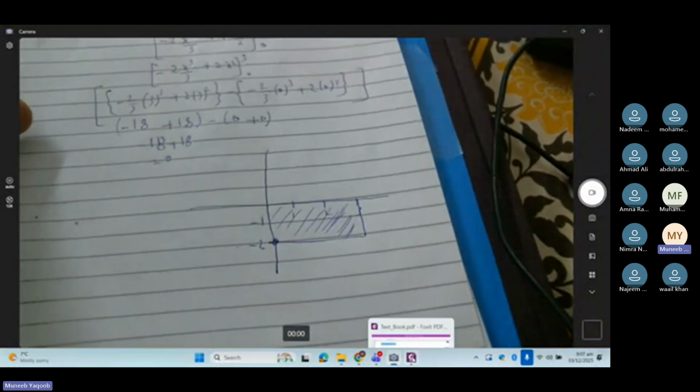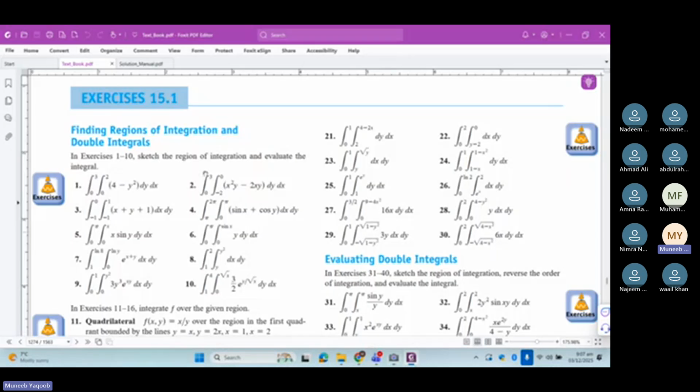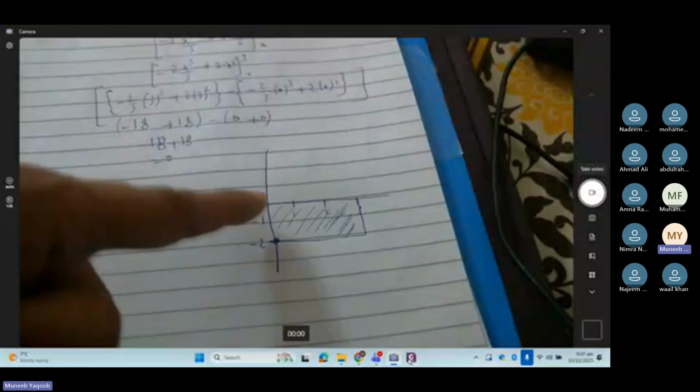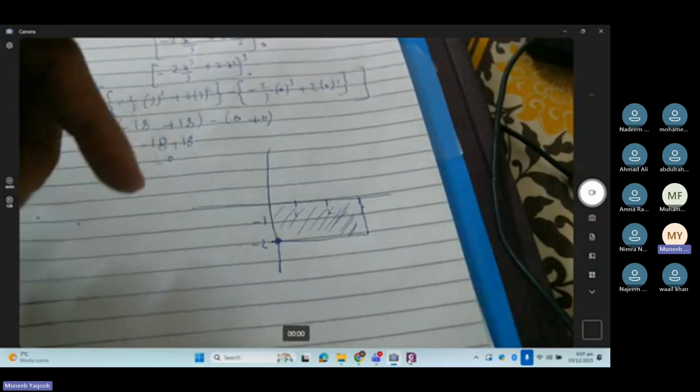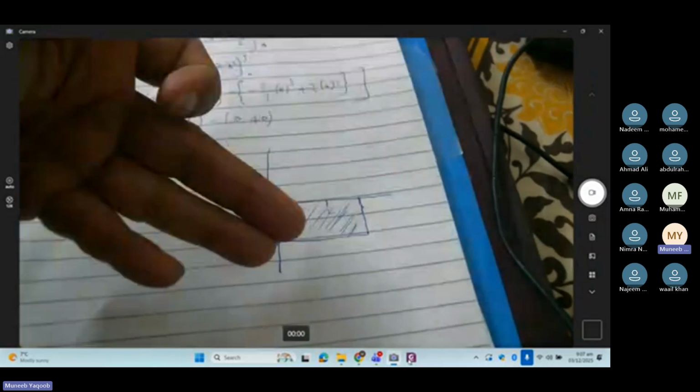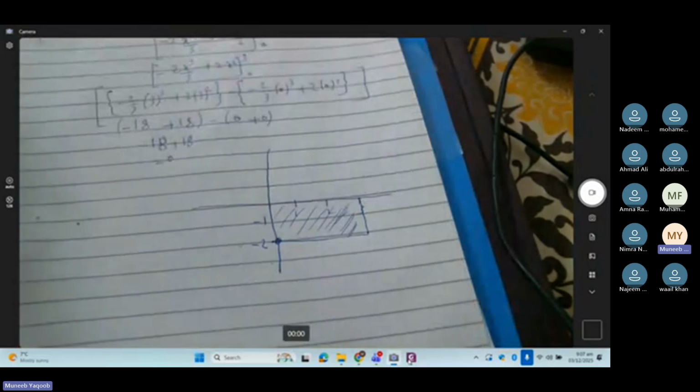Okay. So you can see in the statement of the question, they are saying sketch the region of integration. So how did we identify this region of integration? Using the limits. Our limits were minus 2 to 0 and 0 to 3. So y was 0 to minus 2 and x was from 0 to 3. Hence we identified which region is the region of integration. So sketching this region of integration sometimes becomes very important in finding the integrals.